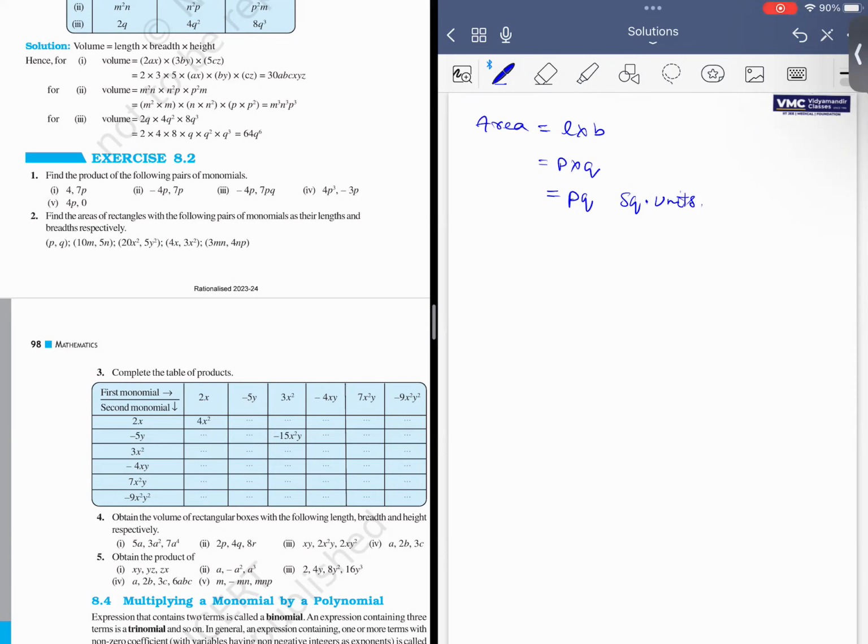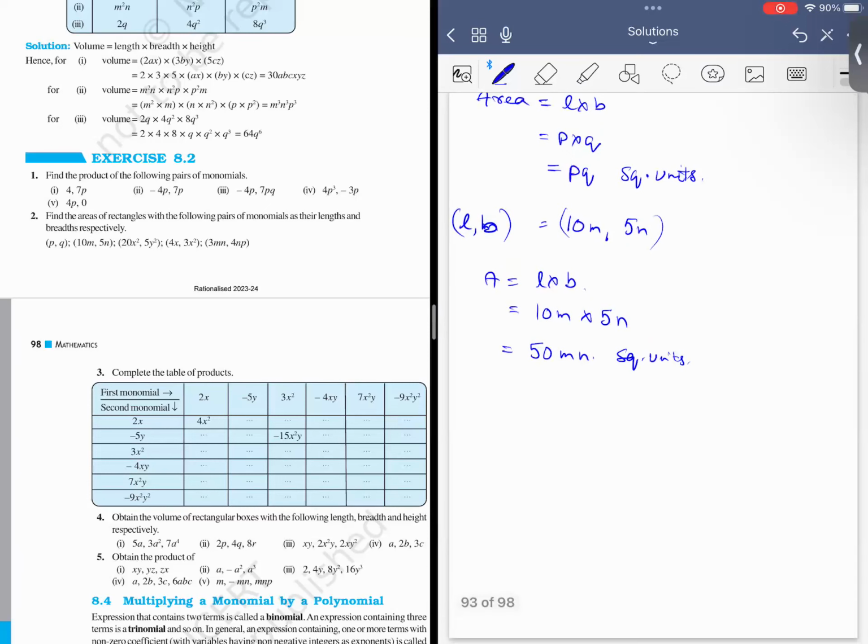Now come to the second one. L comma B is how much? 10m comma 5n. That means here the length is 10m and breadth is 5n. So 10 into 5 is 50, and m into n is mn, square units.